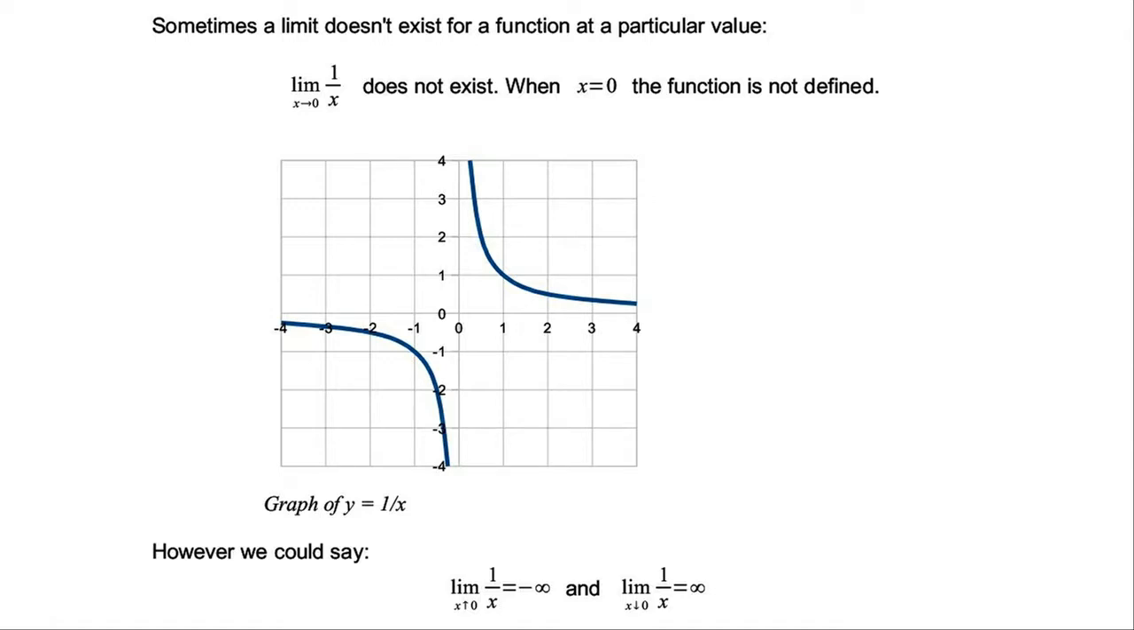Okay, well, sometimes a limit doesn't exist for a function at a particular value, and here's an example of that, where the limit is x tends to 0, 1 over x, and that doesn't exist because basically when x equals 0, the function is not defined. And as you can see from this graph, if you approach it from the top, as it were, you get plus infinity. If you approach it from negative values, you get minus infinity. So the value at x equals 0 doesn't actually exist at all.